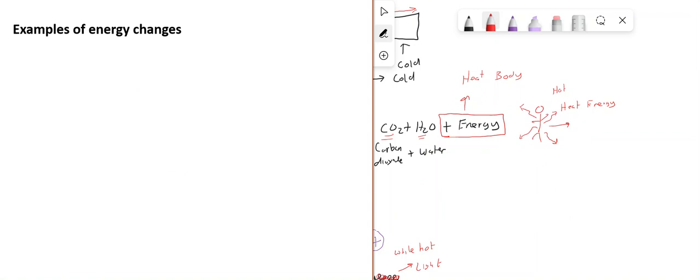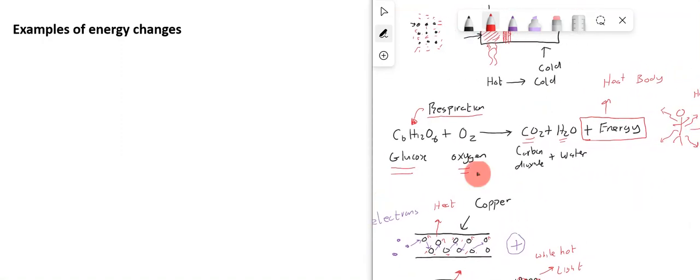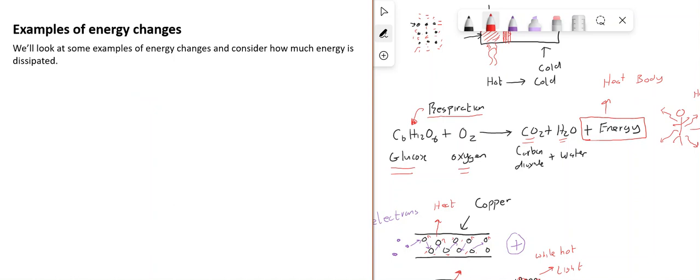So let's look at some examples of energy. We've kind of talked about some examples of energy change as I went through the different types of energy that we look at. But let's think about some specific examples of energy change. So remember, energy can't be created or destroyed. It's just changed from one form into another. So we look at some examples of energy changes and consider how much energy is dissipated.